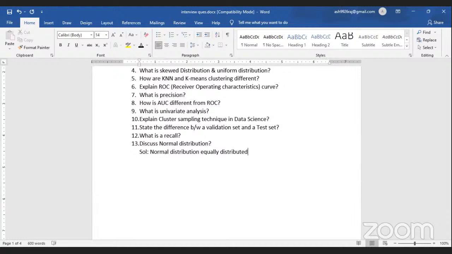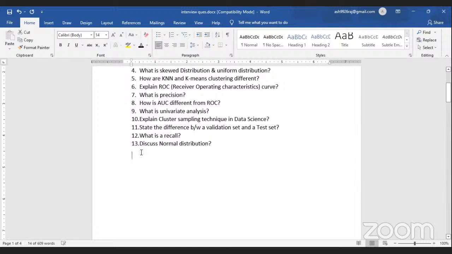In a normal distribution, the data is equally distributed, so the mean, median, and mode are equal. If the distribution goes to the left, it is left skewed, and if it goes to the right, it is right skewed. We can describe that.